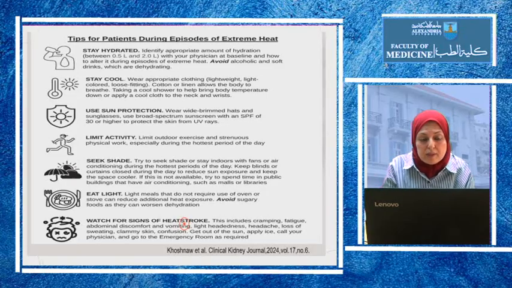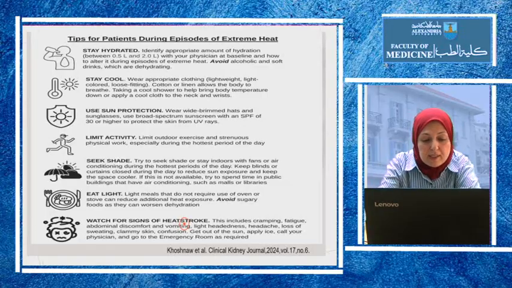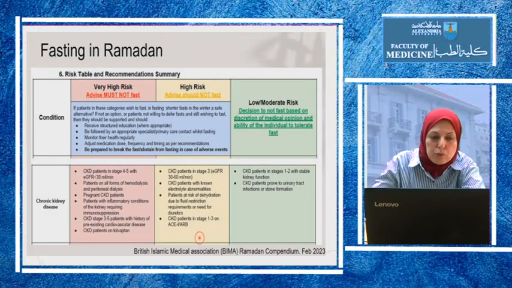Stay cool, so avoid staying in the sun for too long. Wear cotton and linen clothes and take showers frequently. Use sun protection, limit activity, look for shade and eat light during this, avoiding sugary food that can worsen dehydration, and watch for signs of heat stroke. So if the patient develops fatigue, vomiting, or cramping, he should go to the emergency department, because patients with chronic kidney disease are at a higher risk for dehydration and heat strokes.